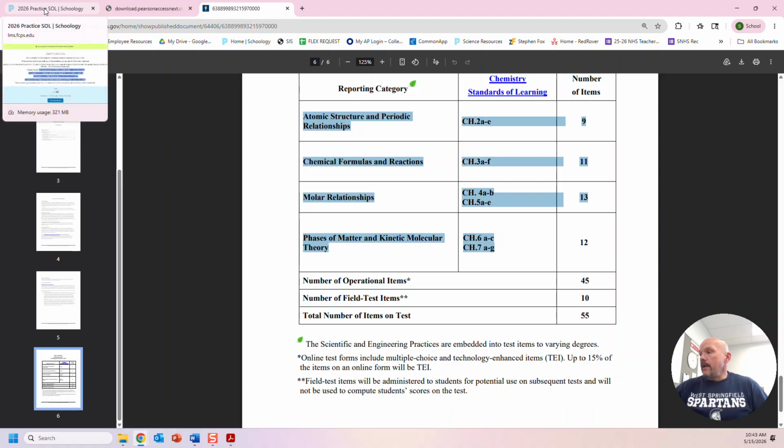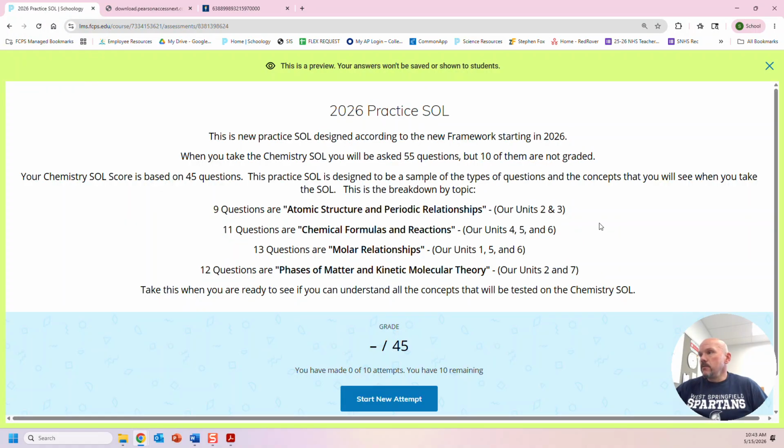So again, if we go back to this practice SOL, I have it set so that it's not going to be in random order. Understand you won't get all the atomic structure questions, and then all the balancing questions, and then all the periodic trend questions in a row. They'll be random. But in order for this to be a nice review of all the different concepts, we kind of have them all in a row here. So the first 10 or so questions are going to be the atomic structure.